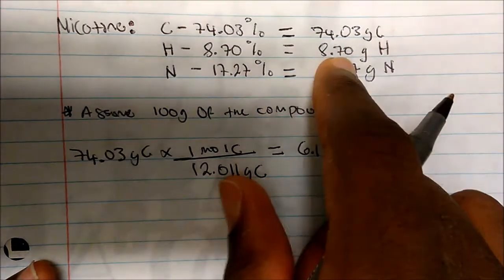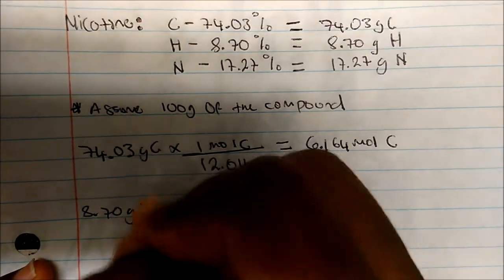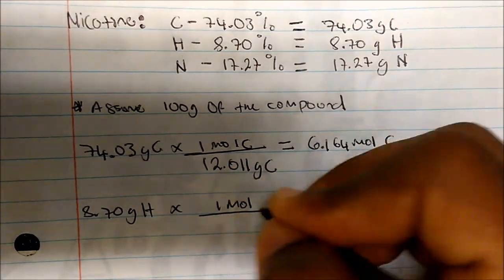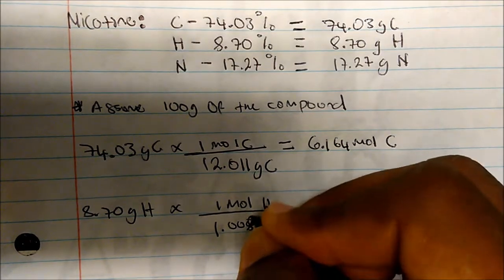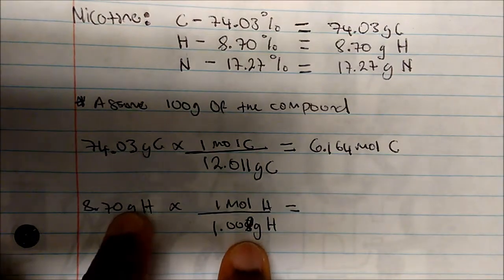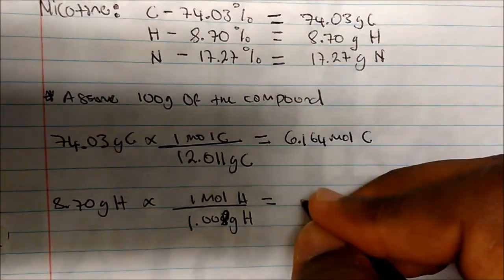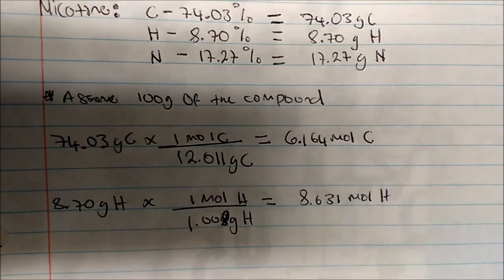Now I'm going to do hydrogen next. If I have 8.70 grams of hydrogen, using the periodic table, I know that for every 1 mole of hydrogen, I get approximately 1.008 grams of hydrogen. Again, notice the grams on the bottom and grams on the top cancel, just giving me moles. If I divide those, I should get approximately 8.631 moles of hydrogen.